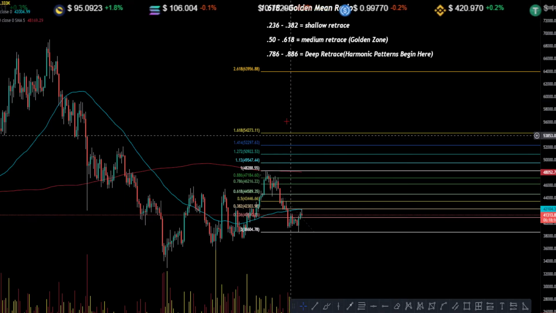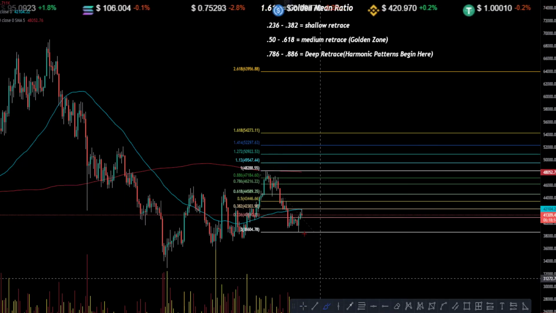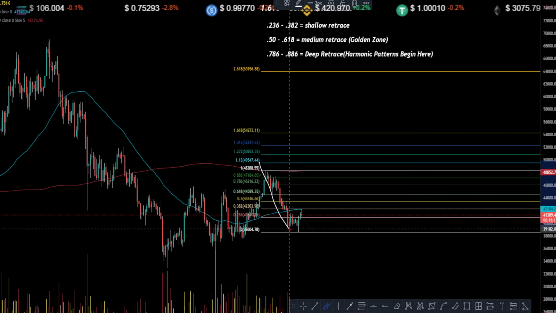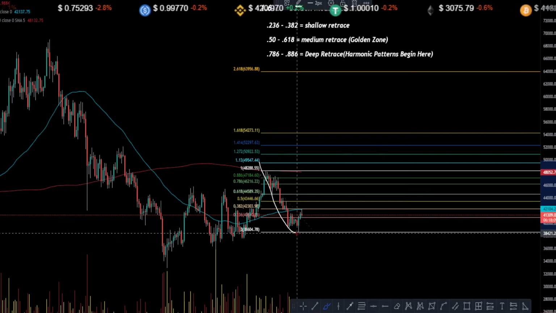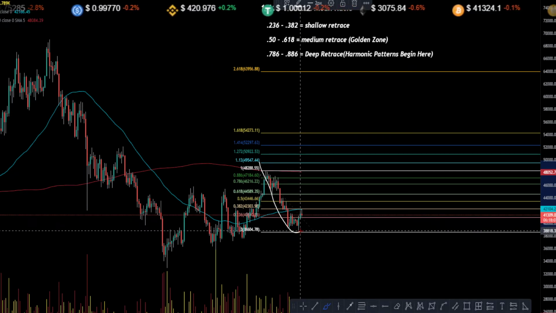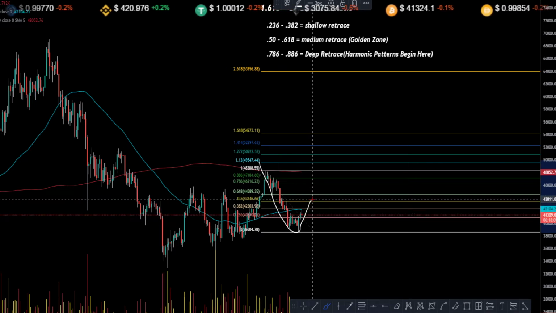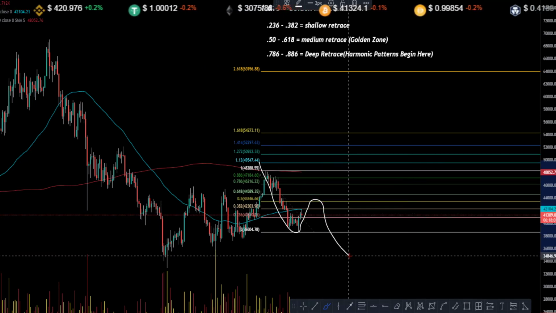So his theory was just that assets, after they've made a run down, like a major run down, will often, after putting in a low, retrace 50% of their value before continuing the trend down.